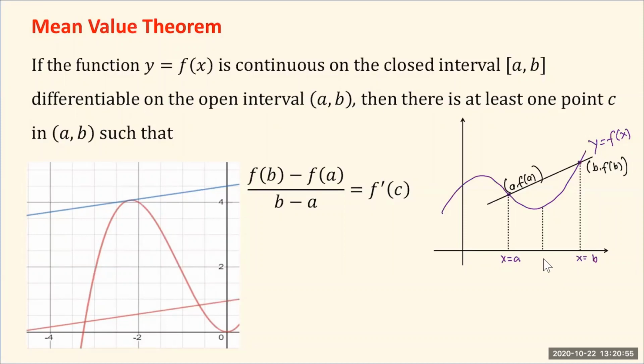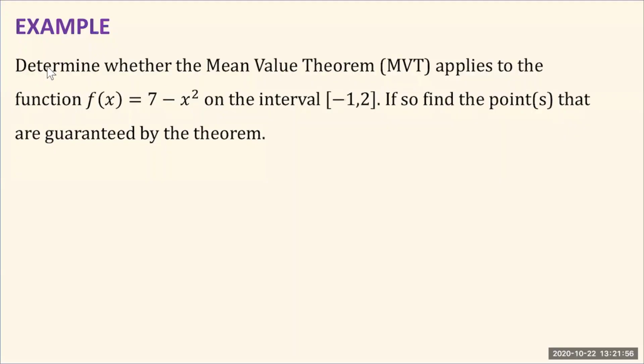Somewhere over there, so this is at x equal to c. At x equal to c, you'll be able to draw a tangent line whose slope is equal to the slope of the secant line. That's always true. If you have a function that is continuous on the closed interval and you can find the derivative in the closed interval, then you will always be able to find a tangent line which is parallel to the secant line. That is the main idea, or the statement, of the mean value theorem.